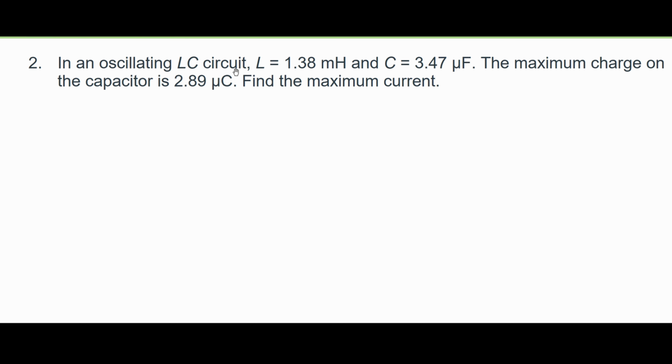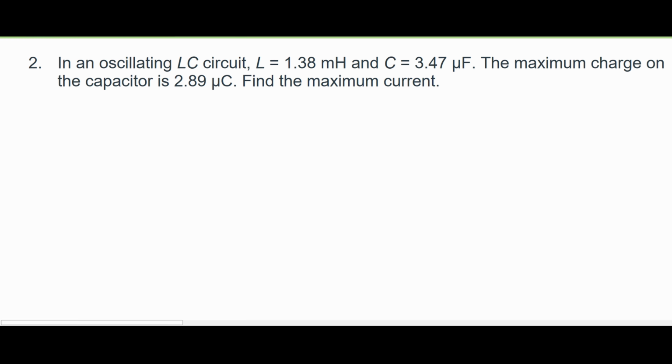We're told that in an oscillating LC circuit, L is equal to 1.38 mH and C is equal to 3.47 μF. The maximum charge on the capacitor is 2.89 μC. Find the maximum current. Before we start this problem, we should write out all of the variables that we have so we can see how to go about this problem.